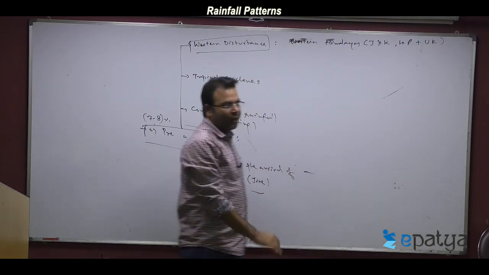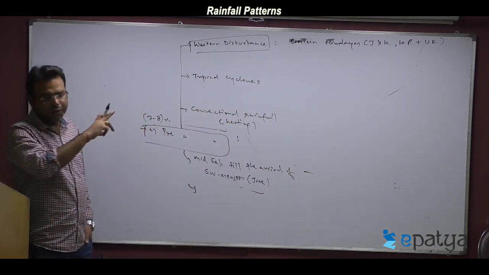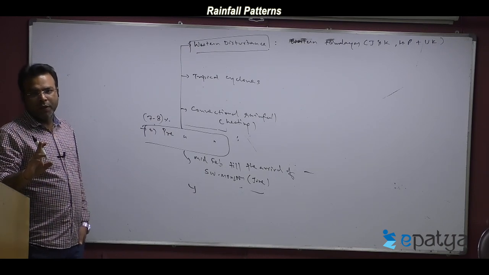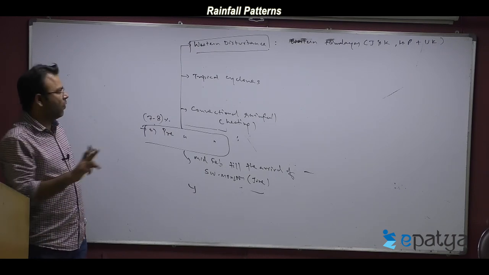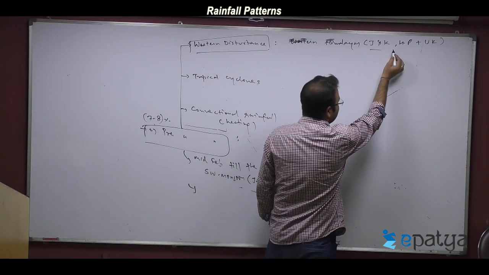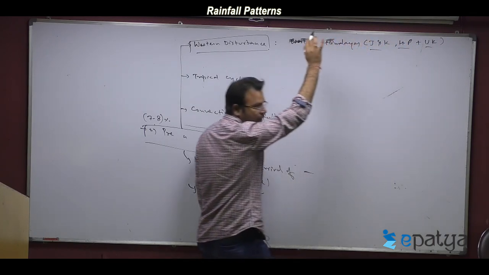So these are the first location, Ladakh and all locations. Western disturbance caused rainfall in the western Himalayas, in the states of J&K, Himachal Pradesh and Uttarakhand.